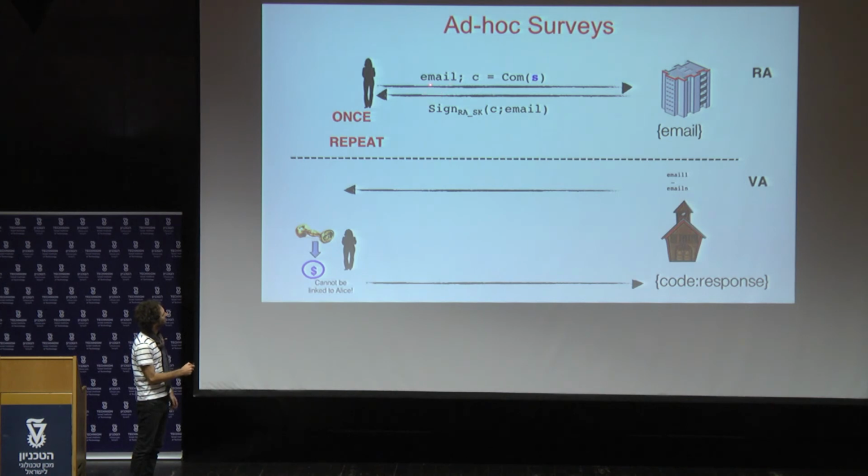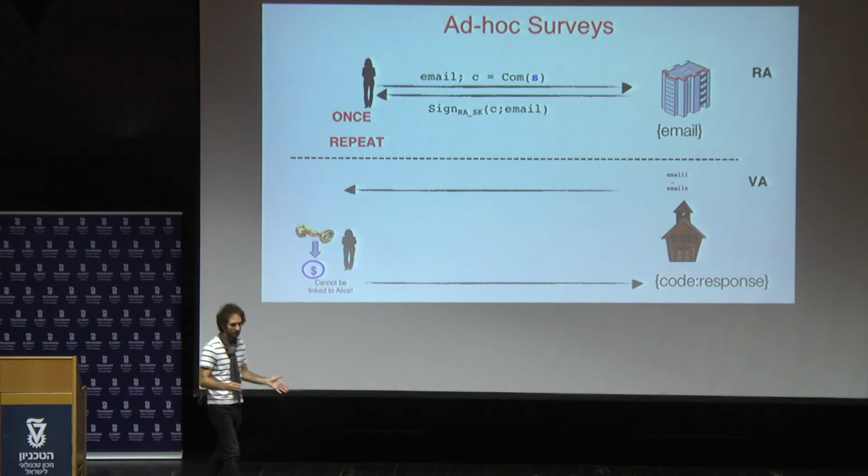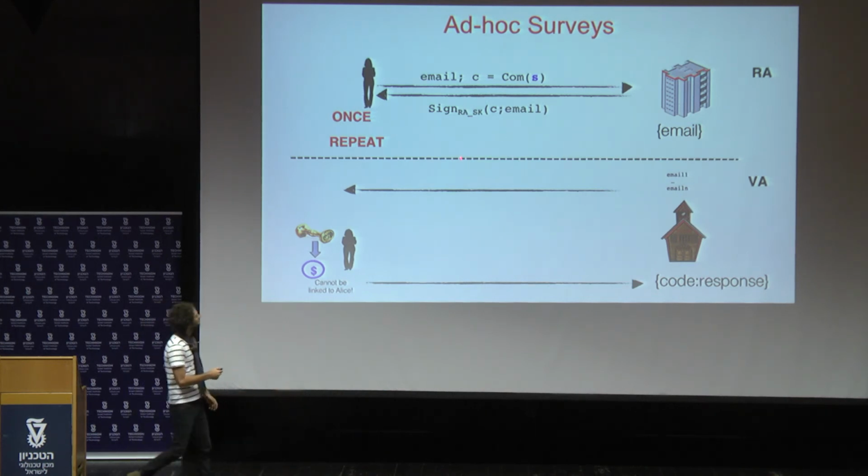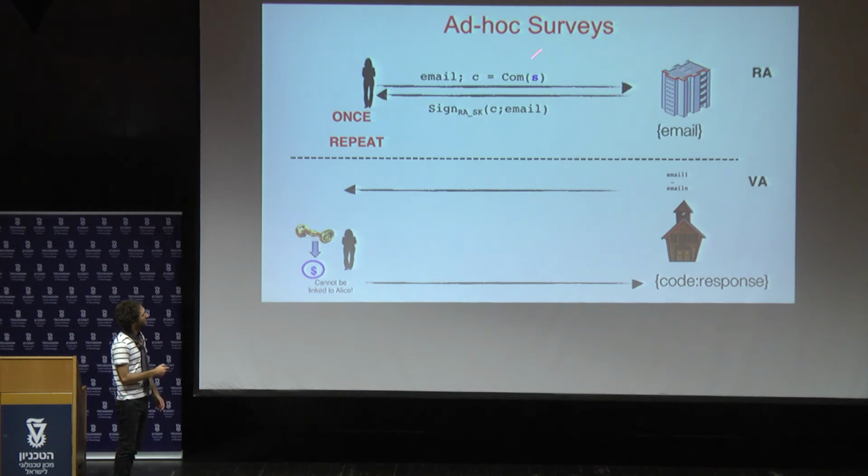So what I do here, I submit my email, and I'm going to send a commitment to some string S. This is a seed, S, a seed to something that would be a pseudorandom function later on. So I just send this commitment to S. And then this guy, we call him the registration authority. The registration authority is just registering people's names. Think of it as a certificate authority. He's signing this commitment and the email, and that's what he sends back to me.